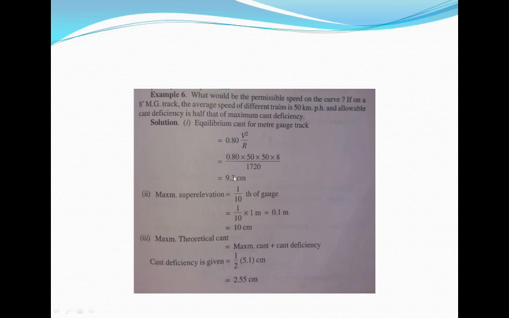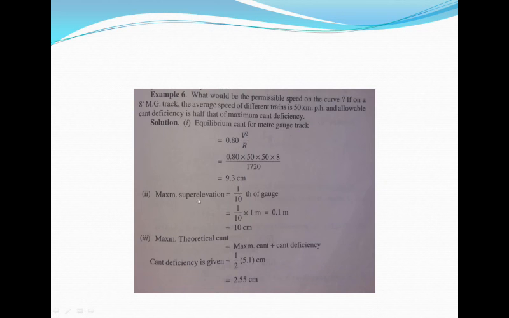Substituting the value of V and R, I get R by 1720 divided by 8, since the degree of curvature is given as 8 degrees. The same equation is taken here, that is D is equal to 1720 divided by R. So by substituting the values, I have got an equilibrium cant of 9.3 centimeters.